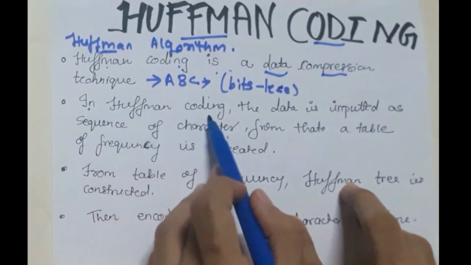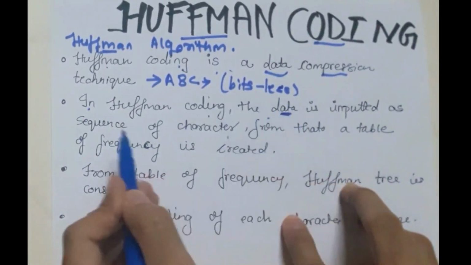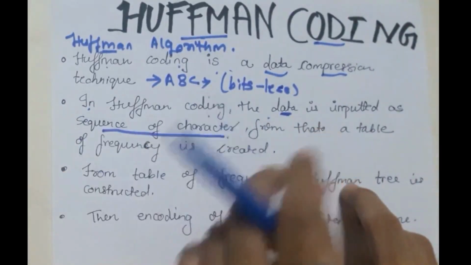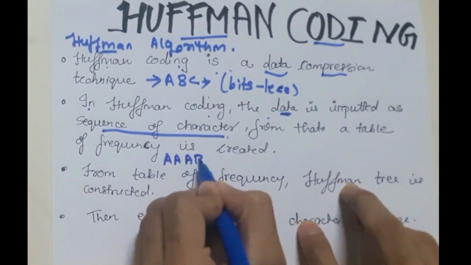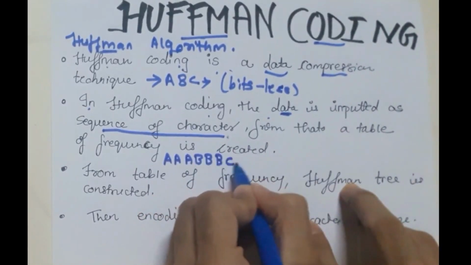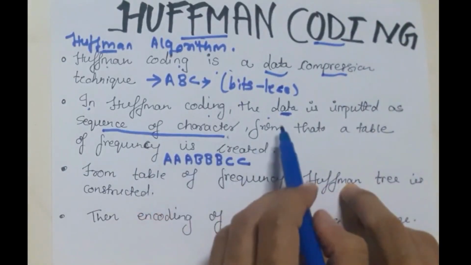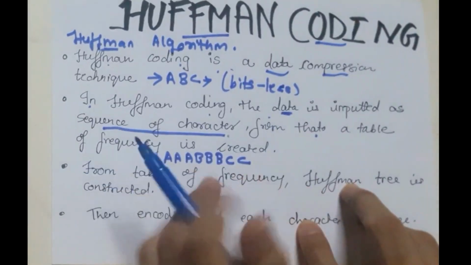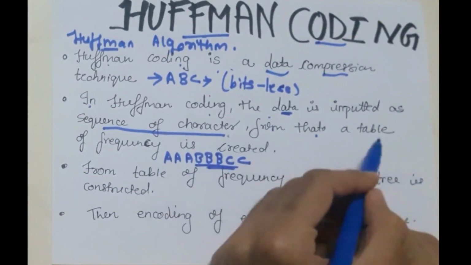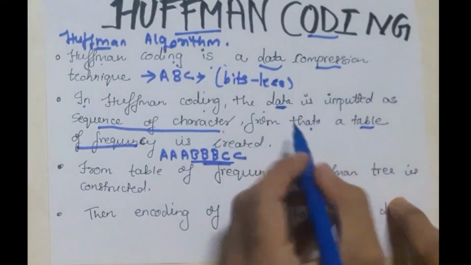Next, in Huffman coding, the data is inputted as a sequence of characters, like this. And from that, a table of frequency is created. From this sequence, we will create a table of frequency. Now see how the table of frequency is created.